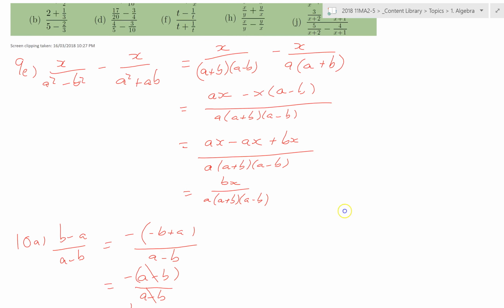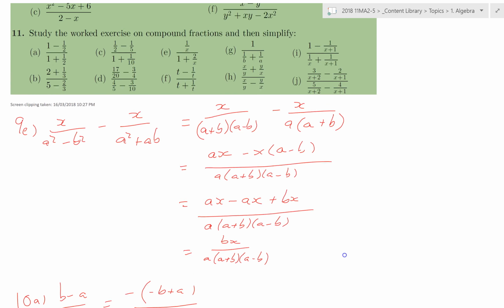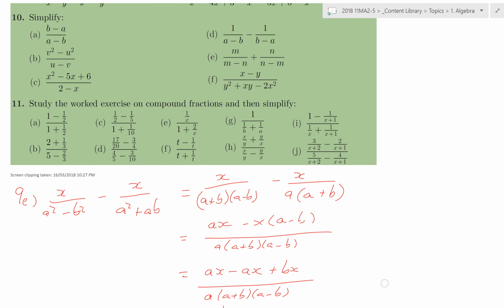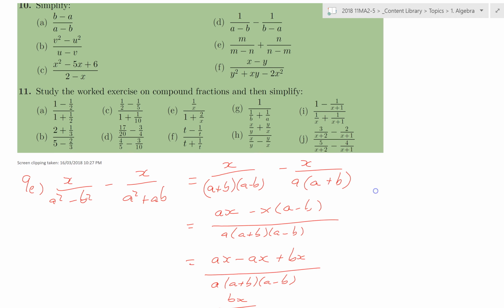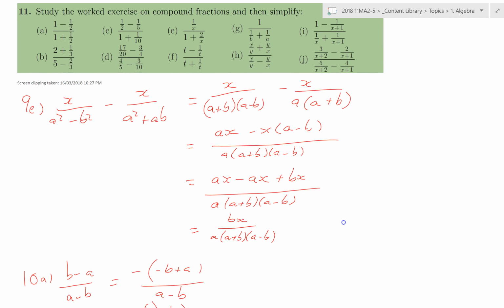Right, so we needed to find a way there to factorise. What have we got here? More of those 10s? No, they look okay to me. Let's have a look at 11. Study the worked exercise on compound fractions and then simplify.